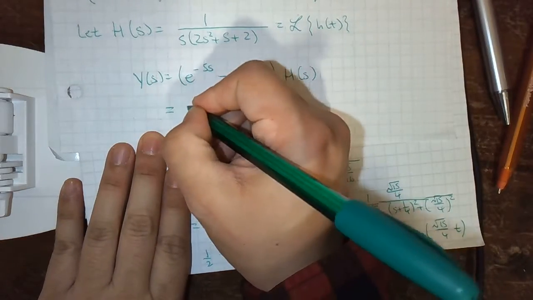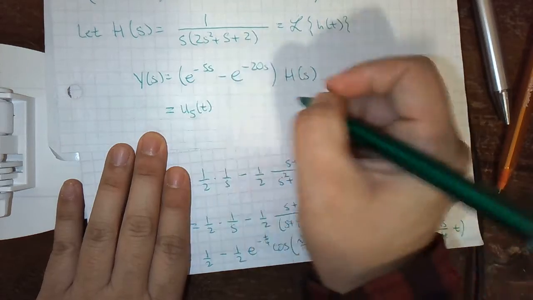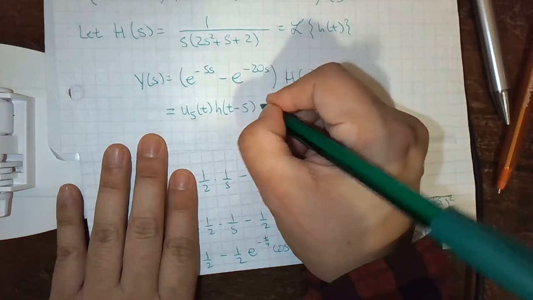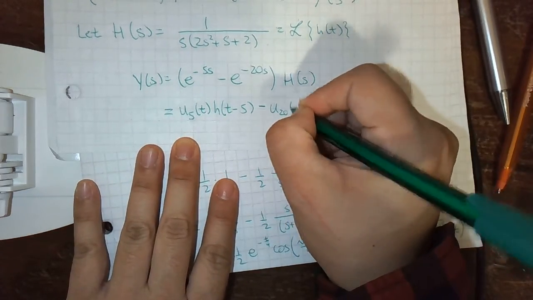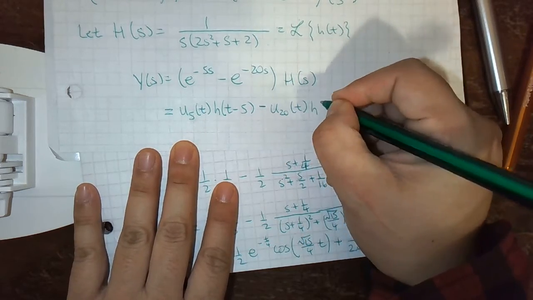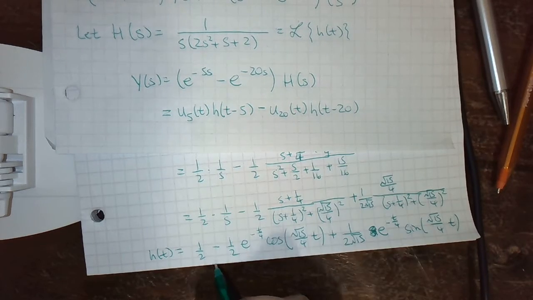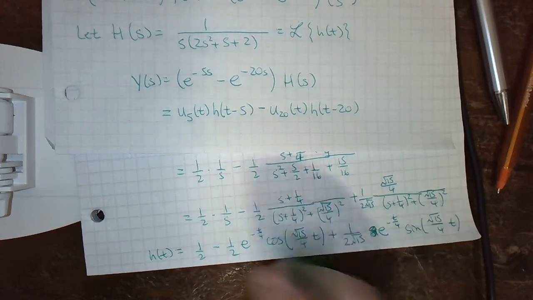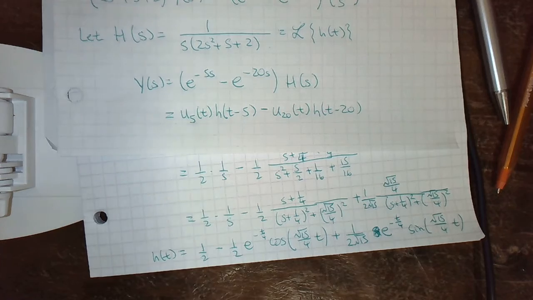So here we're taking the unit step function at 5 times little h shifted by 5, minus, if we expand this out, the unit step function at 20 and then little h shifted by 20, where little h is this ugly thing. So you actually get 3 terms here, so you'll get 6 terms here, each one multiplied by a unit step function. Lots of fun.